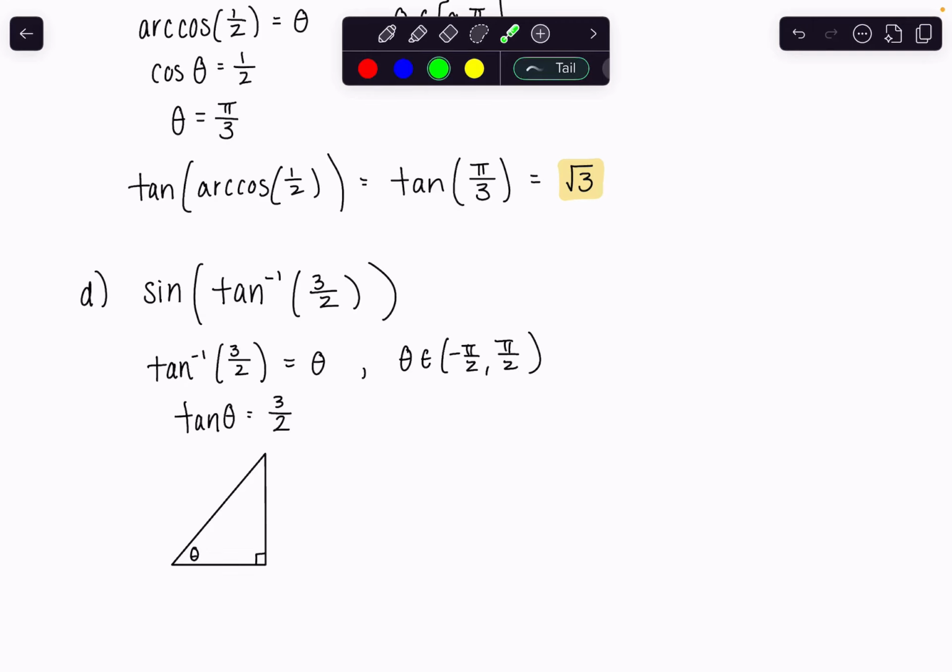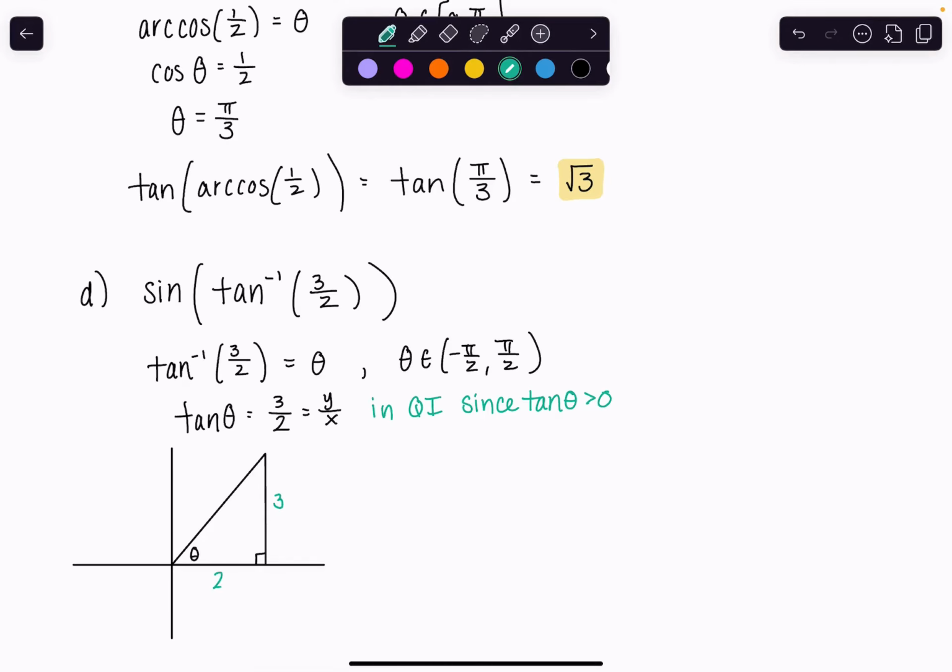Because tangent's positive and this is quadrant 1 or quadrant 4, immediately I know this is going to be in quadrant 1. This is y over x, and I know it's in quadrant 1 since tangent is positive. So my y value is 3, my x value is 2. I then need to figure out what my hypotenuse is.